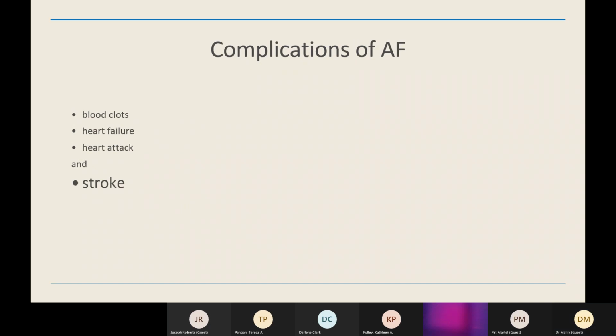Now, once someone has atrial fibrillation, certain adverse events can happen. Like we had talked about earlier, atrial fibrillation causes the chambers of the heart to beat irregularly, and a blood clot can form in any little pouch of the heart, and can cause a stroke or cause other problems caused by blood clot going to the leg or kidneys, for example.